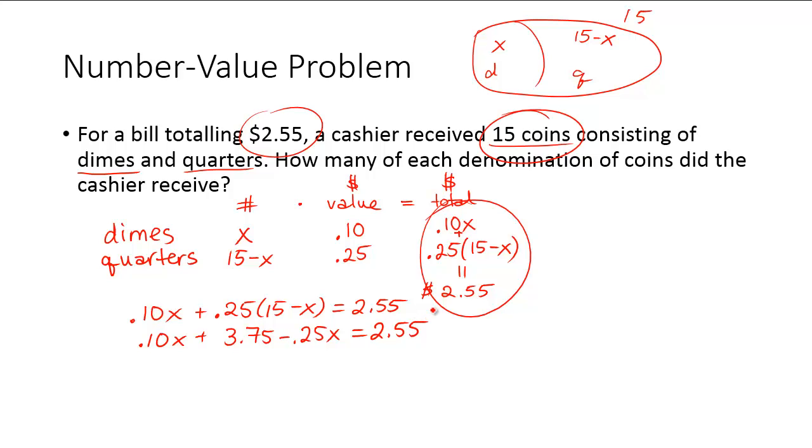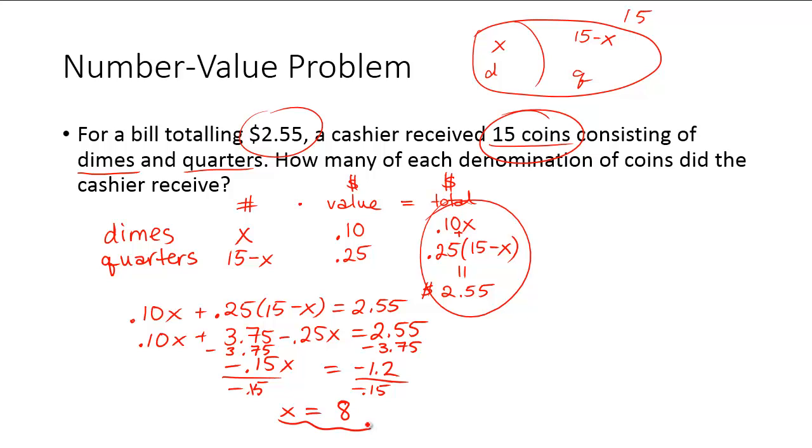And you can go ahead and solve it. So we've got 10 cents minus 25 cents gives us negative 0.15x. That's combining like terms. Let's just subtract this 3.75 as well, resulting in 2.55 minus 3.75, giving us negative 1.2, and divide both sides by negative 0.15, giving us x to be equal to 8.